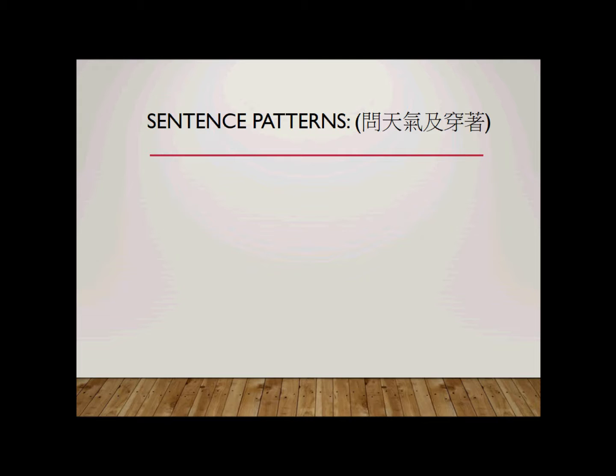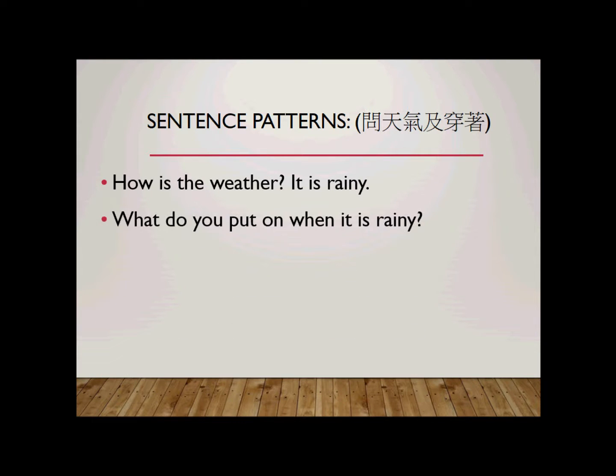Sentence patterns number 2. Asking about the weather and what we should put on. How is the weather? It is rainy. What do you put on when it is rainy? Put on means wear. 穿上的意思。 What do you put on when it is rainy? I put on my jacket and pants when it is rainy.